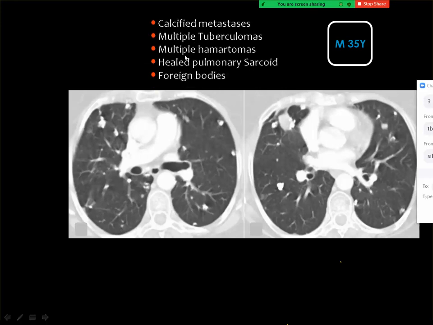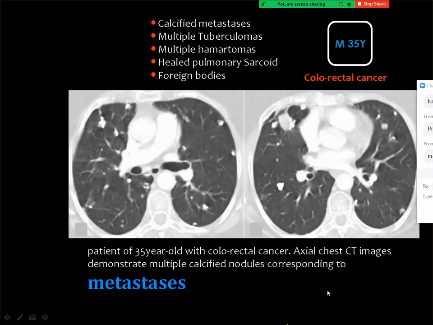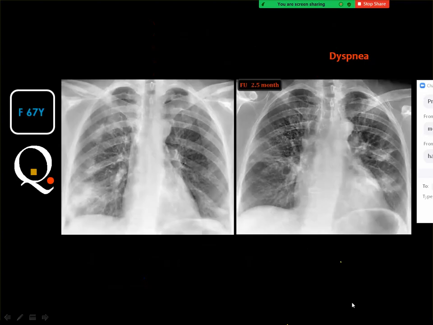Silicosis, and these are the possibilities. Calcified metastases, multiple tuberculomas, multiple hamartomas, healed sarcoid, foreign bodies. Mets, yes, this is good. The multiplicity is in favor of Mets, whether they are cystic or calcified, because you know that some of the metastases can be calcified, like those coming from mucinous adenocarcinoma of the colon, and those coming from osteogenic sarcoma and chondrosarcoma, for example.